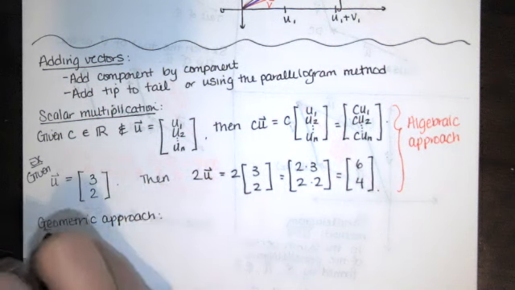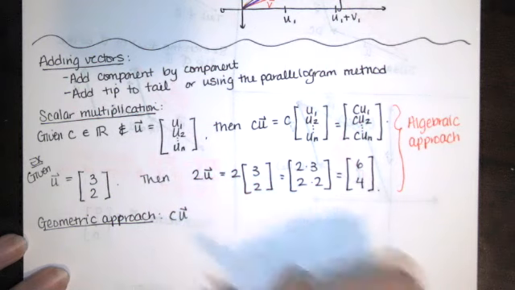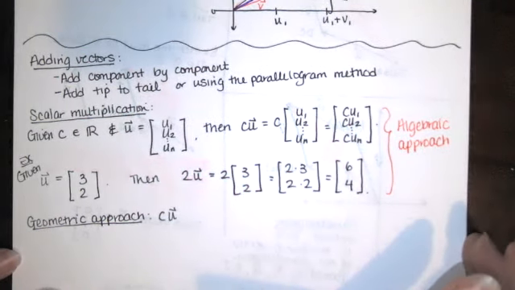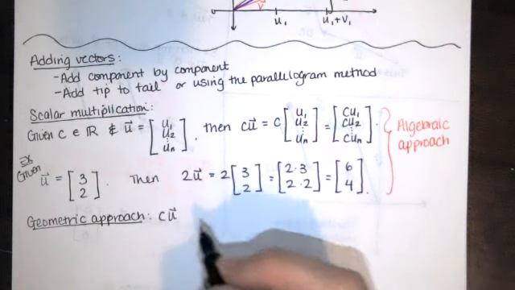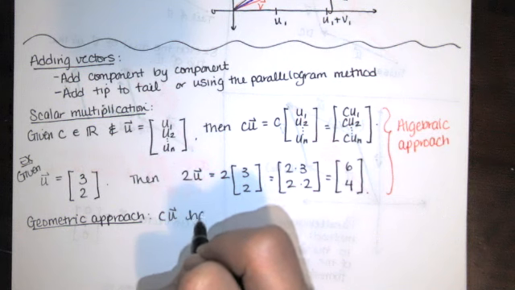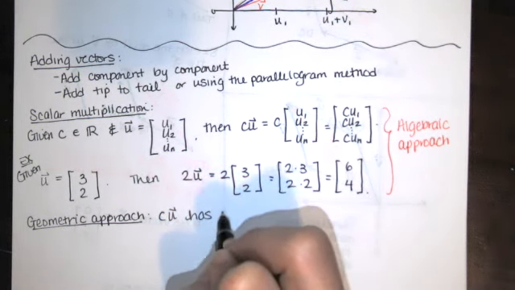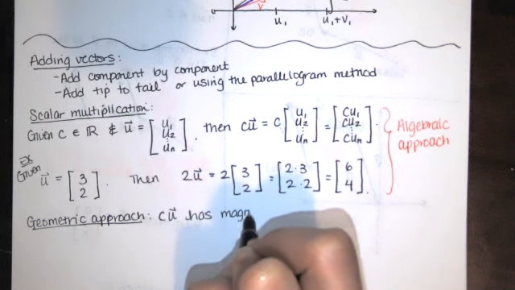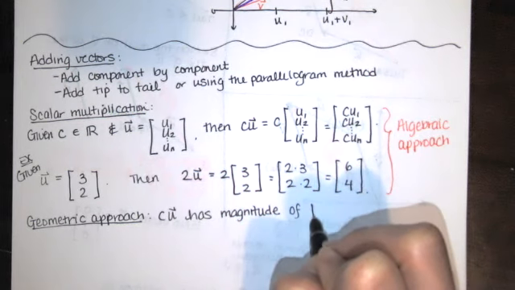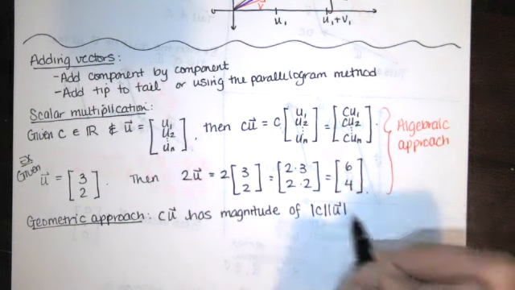When you're talking about the geometric approach, this vector c times u, where c is a real valued scalar, this vector will have the same direction. Well, actually, let's see. It has a magnitude given by the absolute value of c times the magnitude of the vector u.